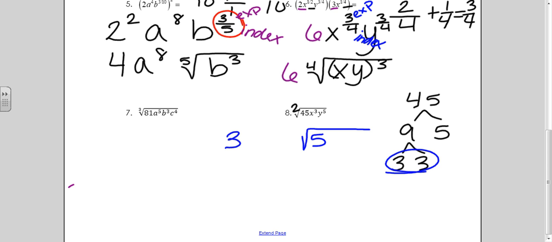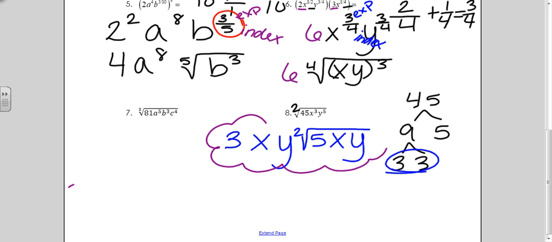2 goes into 3 how many times? Once. So 1 x comes out while I have 1 left over. 2 goes into 5 how many times? It goes into 5 2 times. And how many is left over? 1. So y to the first power. So then this is your final answer for number 8. And that's how you simplify radicals.